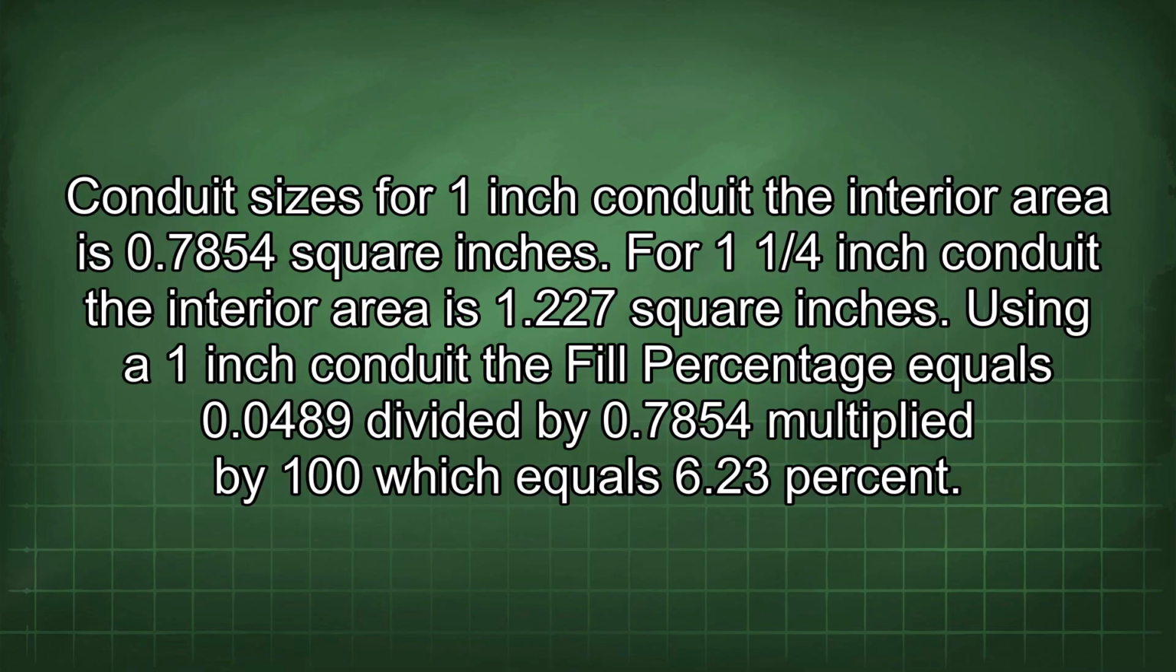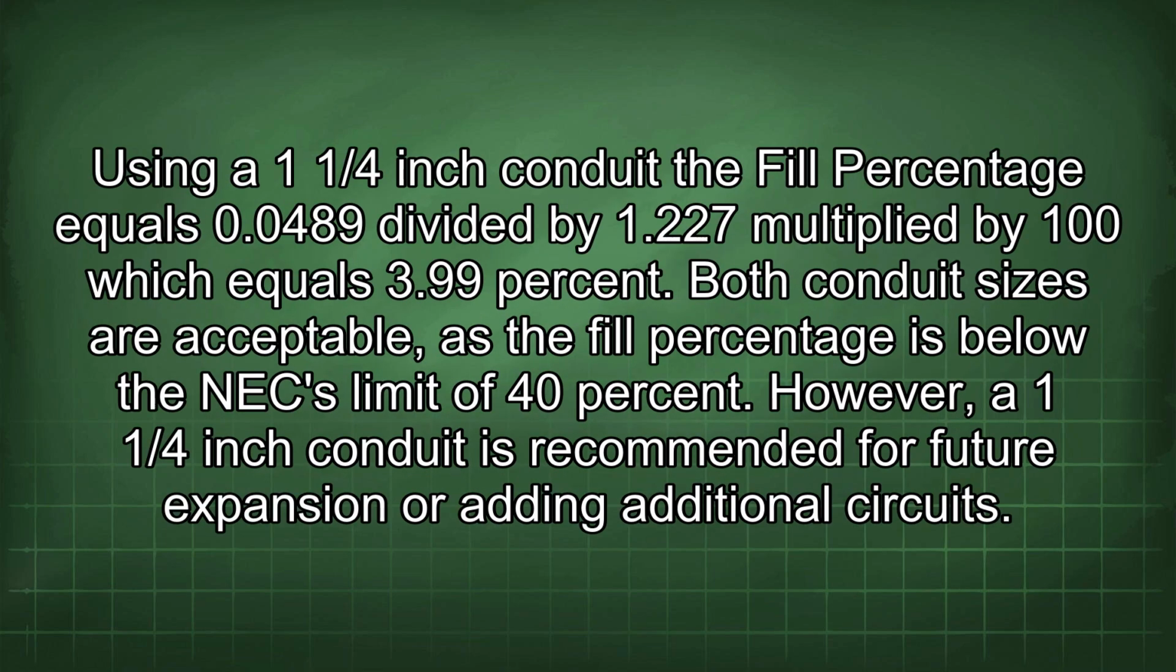Using a 1-inch conduit, the fill percentage equals 0.489 divided by 0.7854 multiplied by 100, which equals 6.23%. Using a 1/4-inch conduit, the fill percentage equals 0.489 divided by 1.227 multiplied by 100, which equals 3.99%.